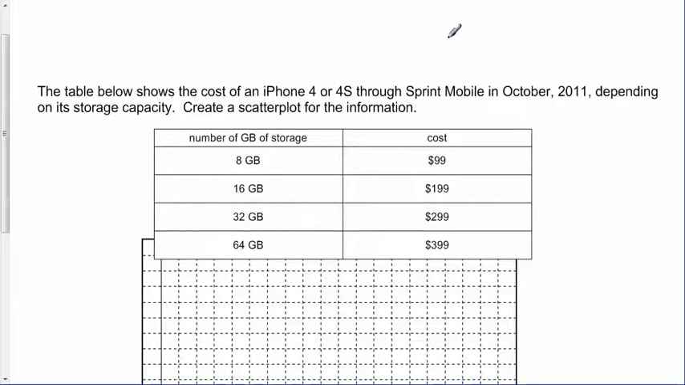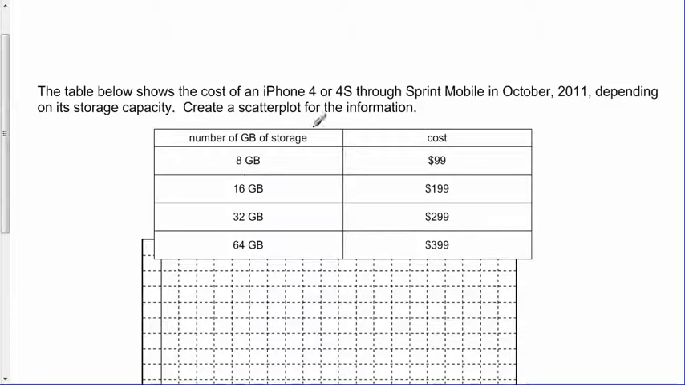The table below shows the cost of an iPhone 4 or 4S through Sprint Mobile in October 2011, depending on its storage capacity. Create a scatter plot for the information. So here in the first column, we see the number of gigabytes of storage. And here in the second column, we see what that phone is going to cost.